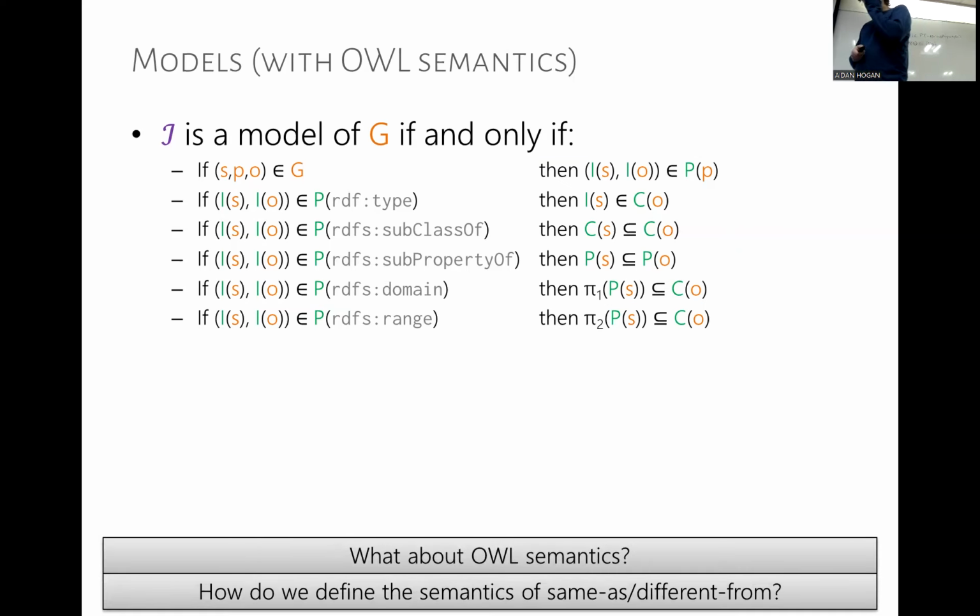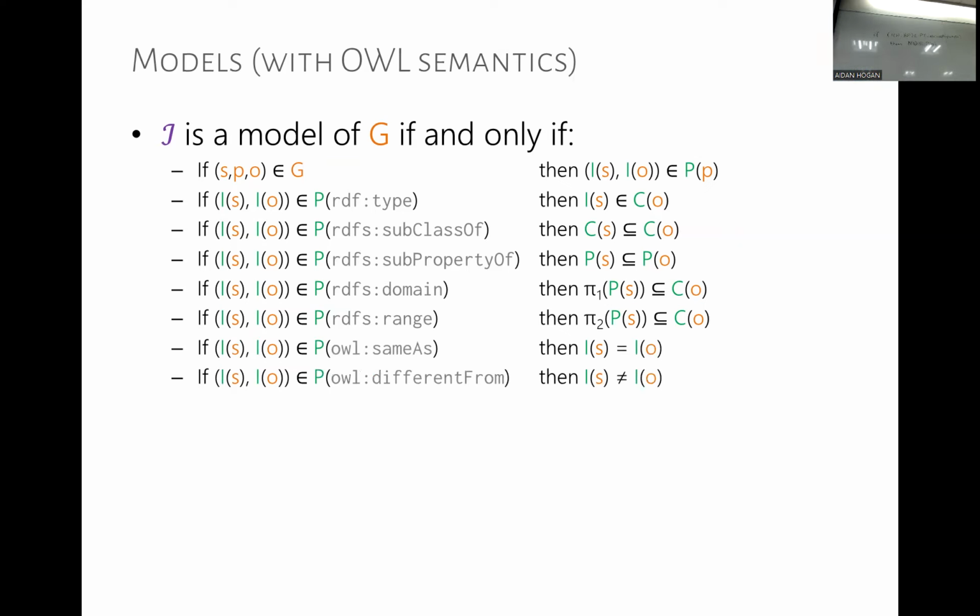How do we define the semantics of same as and different from? If we say that IS and IO are in the OWL same as relation, what does it tell us about S and O? It means that they're the same. They're equal. So if S and O are in the same as relation, then they must be referring to the same individual: IS is equal to IO. In the different from case, if IS and IO are in the different from relation, then IS cannot be equal to IO.